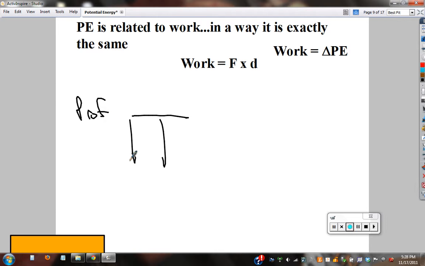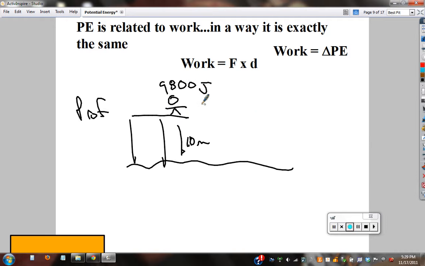Diver, swimming pool, 10 meters, 980,000, that's many joules. What's the mass? Find the mass of this diver. Given the other two, find mass. That's your proficient. What's your proficient idea? So, I'll do one, and then you do one.